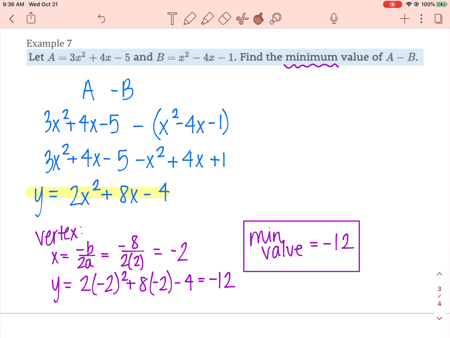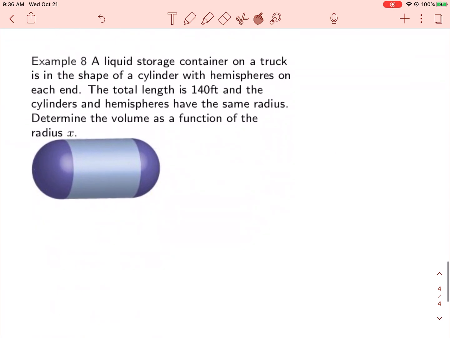Okay, one last one. You guys can do it. Power through. Last example for chapter 4.